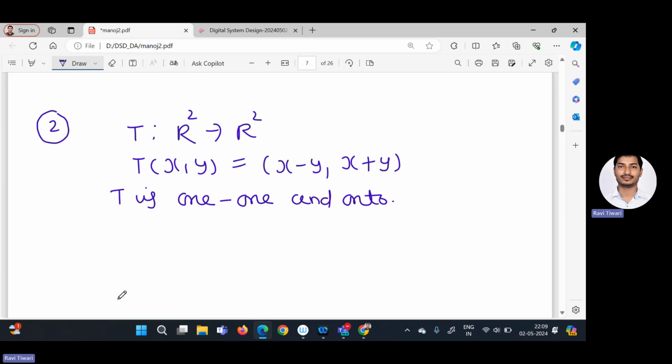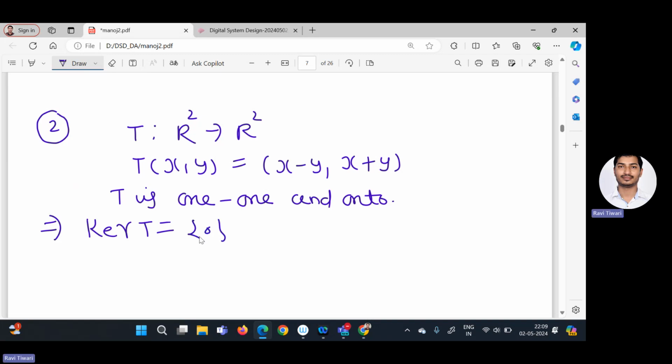Next question: given T, a linear transformation from R square to R square, and T of (x, y) is given as (x minus y, x plus y). Then we have to check whether T is one-one or not, and whether T is onto or not. For one-one, keep in mind that T is one-one if and only if kernel T equals 0.